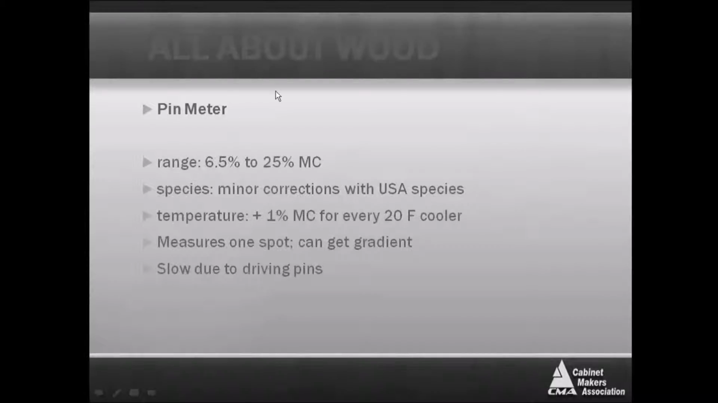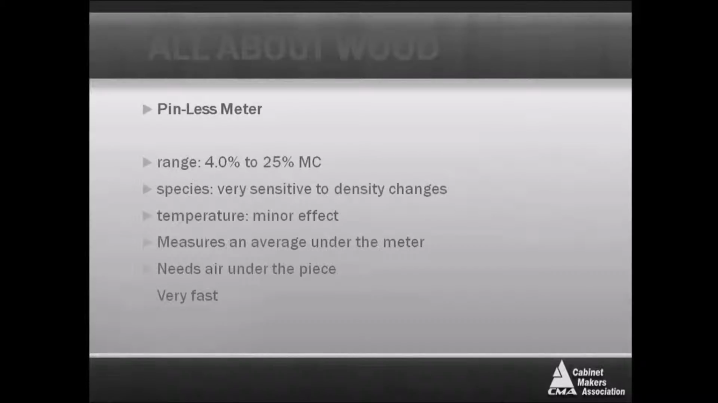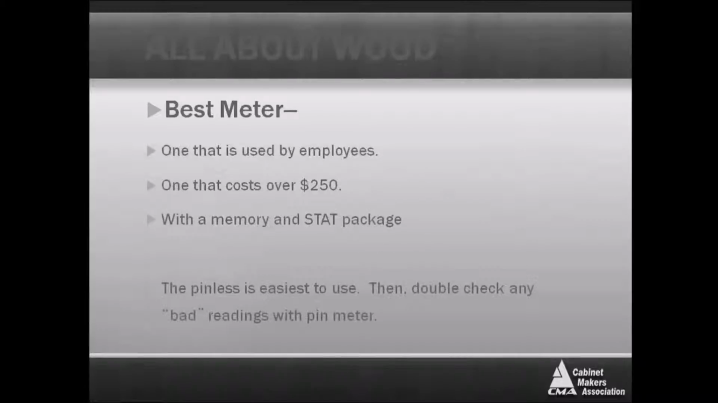The pin meter has all sorts of specifications here. It measures only in one spot. It's kind of slow. It leaves 2 little holes. The pinless meter is kind of fast, doesn't leave any holes, but it's very sensitive to density, and it measures an average under the meter rather than at one spot. So basically what one meter does well, the other one doesn't, and what one does poorly, the other one does well. So if you have both meters, that's the way to go.